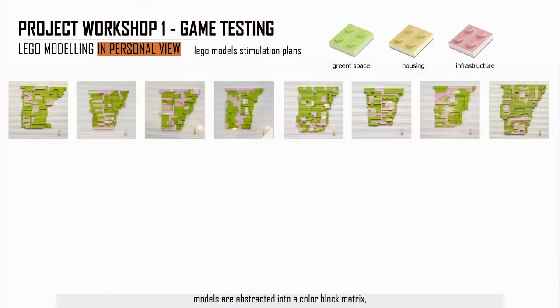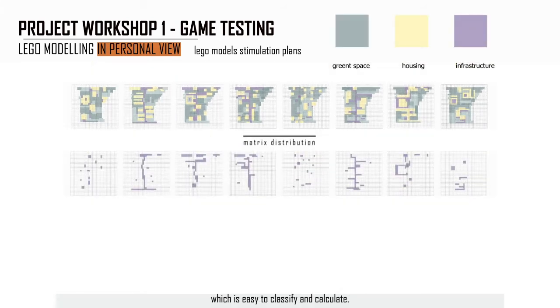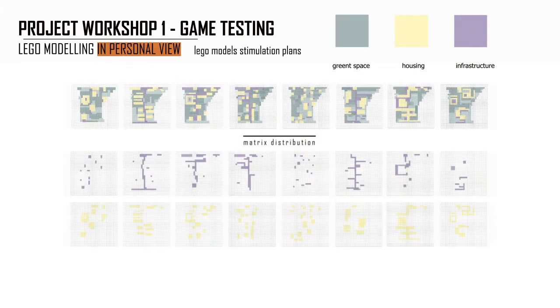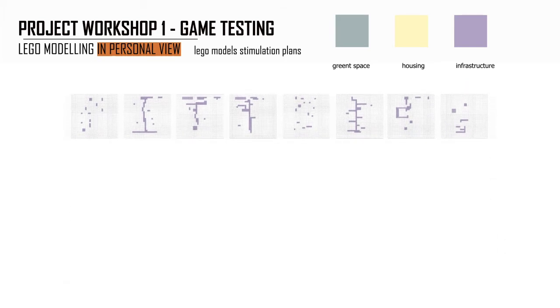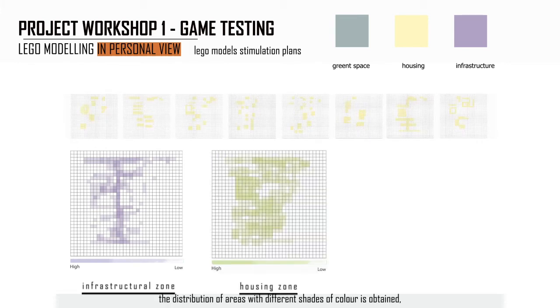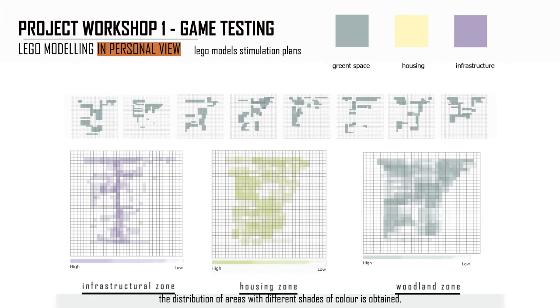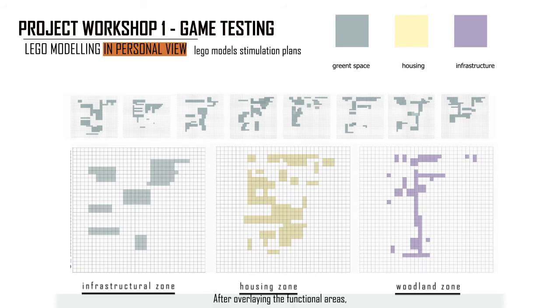After that, models are abstracted into a color block matrix, which is easy to classify and calculate. The different functional classifications are separated from the patch matrix, which shows the planner's design preferences. When the color blocks are overlaid, the distribution of areas with different shades of color is obtained, thus filtering out areas with a high distribution rate. After overlaying the functional areas, a new area planning map is produced.